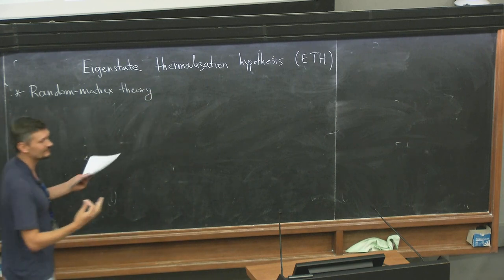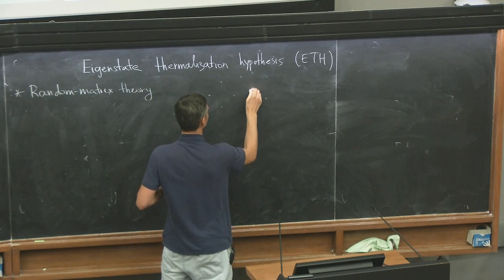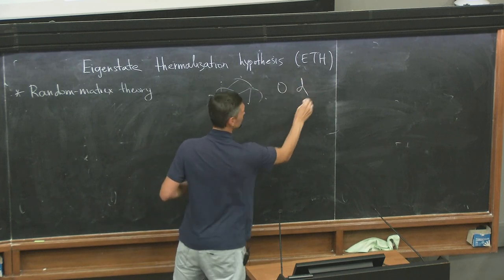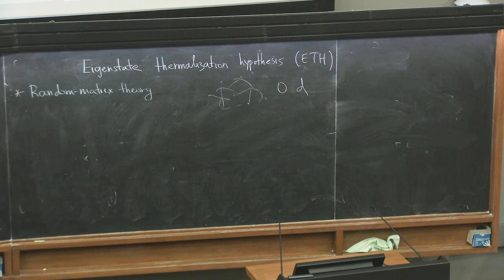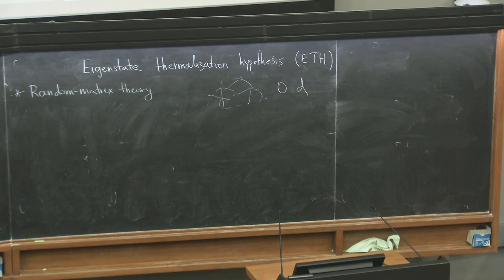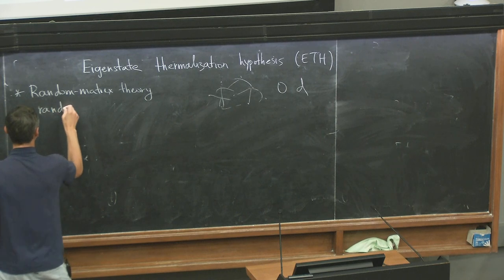Which is intuitively quite surprising. Random matrix models are just a bunch of levels which are all strongly interacting with each other. So these are zero dimensional systems, and they allow you to get nice analytical results. You know that the eigenstates in this case are random vectors in the Hilbert space of your system, Gaussian random vectors.